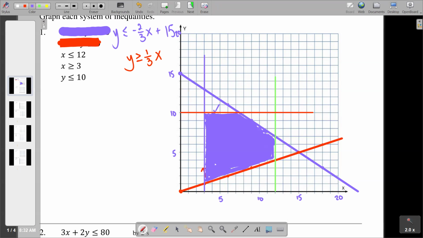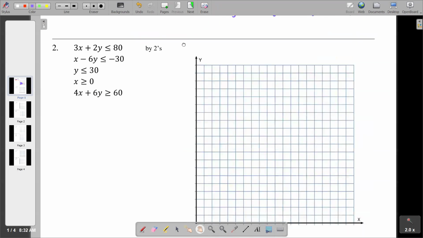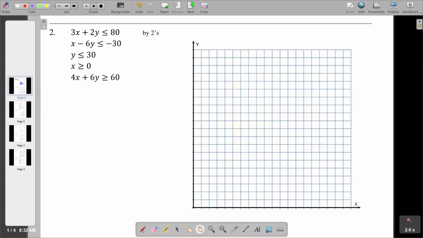That makes sense? Yeah. So basically, we're just going to do this a bunch. Now, when you get to number two, I'm just going to get started on number two. I'm probably not going to finish it. But right away on number two, we see why the scaling has to go by twos.